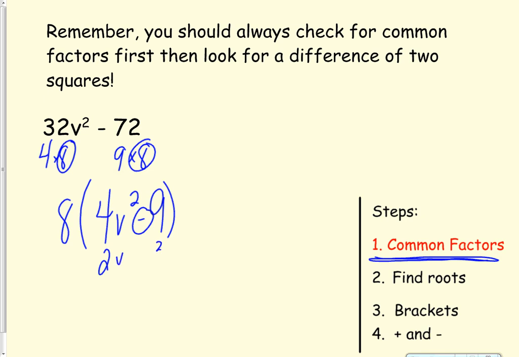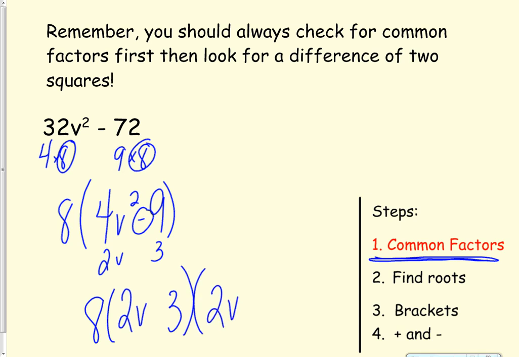So keeping the 8 out front, I can then put each of those into a bracket. Remember, it's really important they stay in the same order that they are in the original expression. And I put a plus in one and a minus in the other. And it still doesn't matter which order they're in because those brackets are being multiplied.